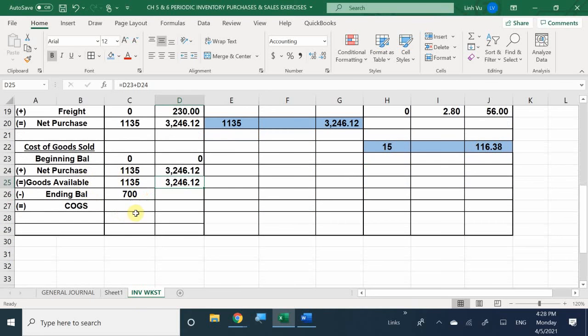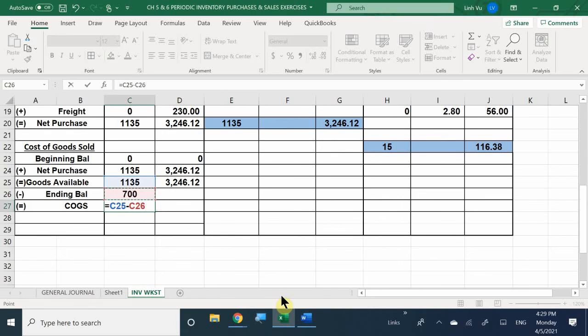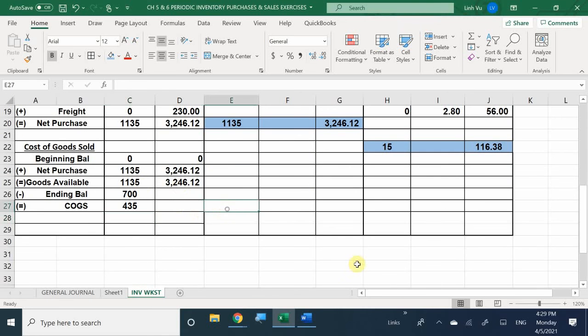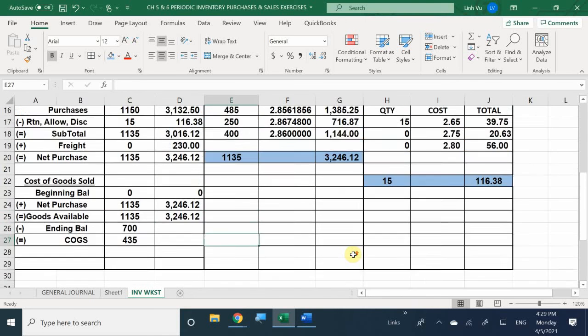So now let's go ahead and solve for the cost of goods sold. If I started with 1135 and I have 700 left, how many items did I sell? 435. Okay. So I have 435. Okay. So let's go ahead and solve for my cost of goods sold.